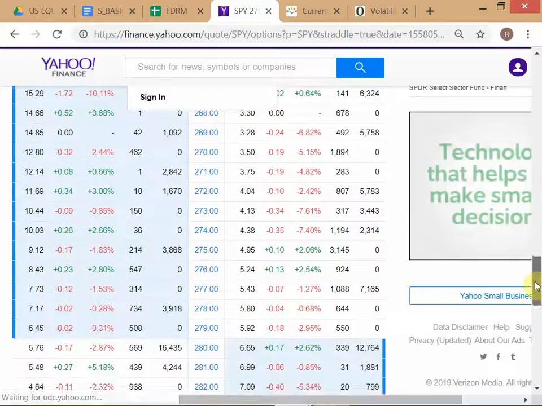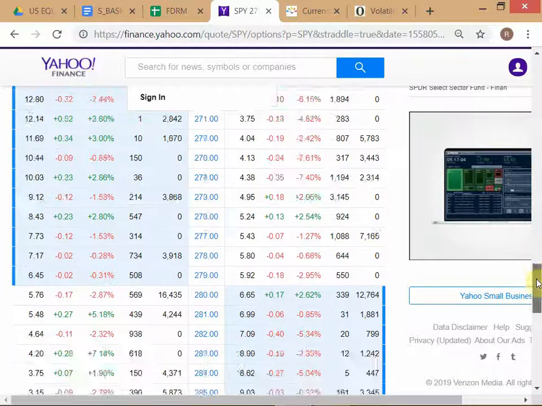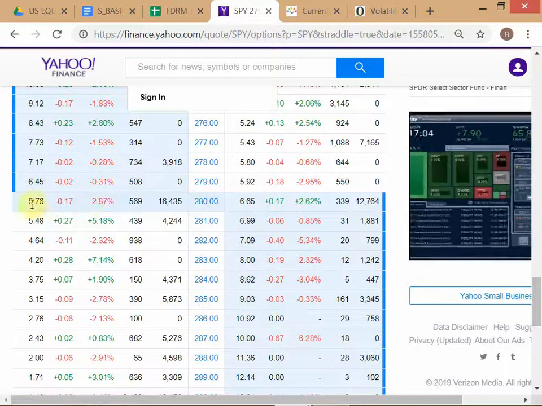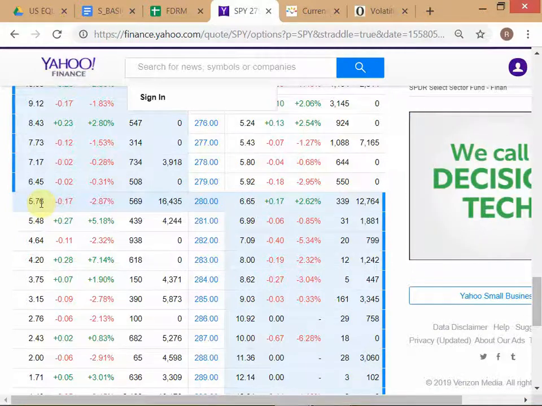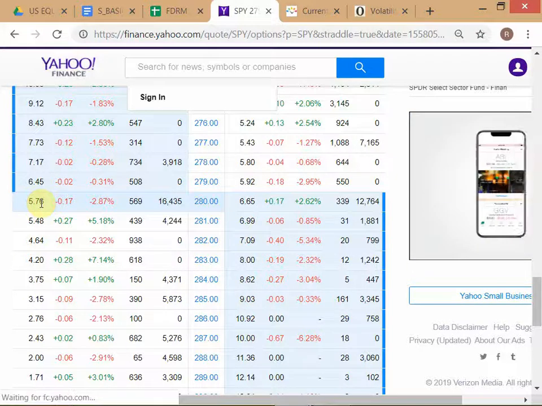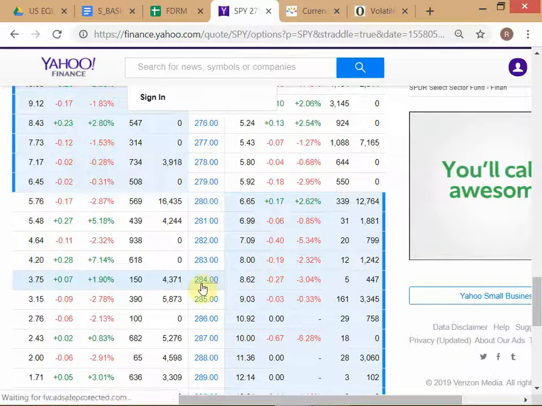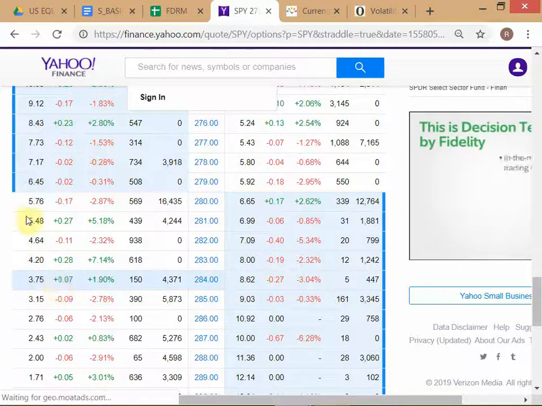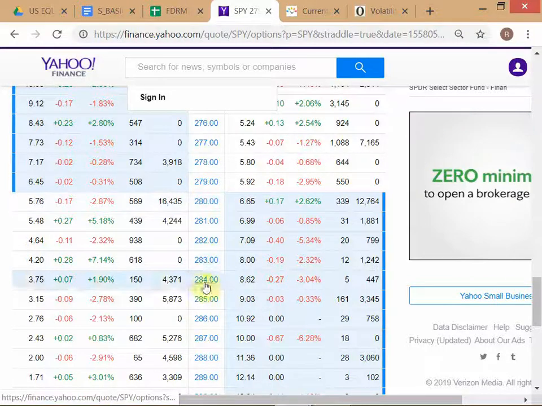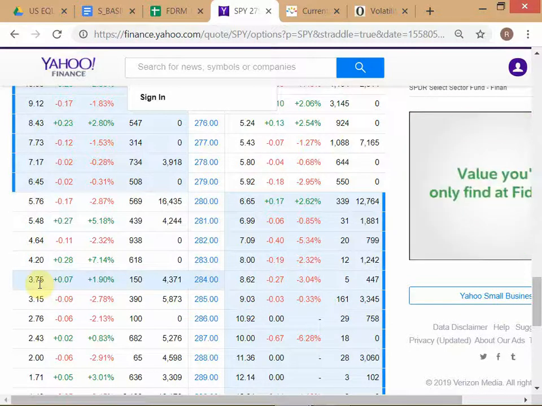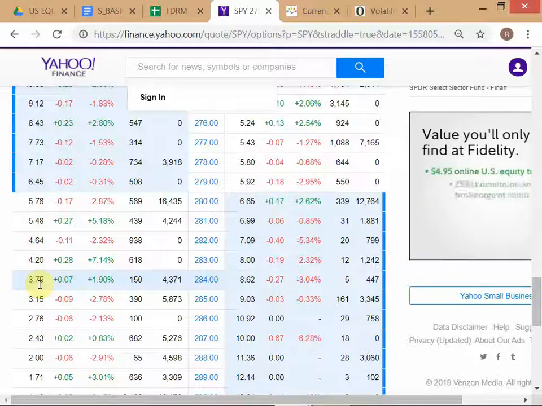When you look at the calls, let's say we look at 279, let's look at 280. The call is worth 576. I'm already deciding to buy calls. So this 280 call is worth 576. The 284 call is worth 375. Now obviously, if you look at the premium itself, this is cheaper.